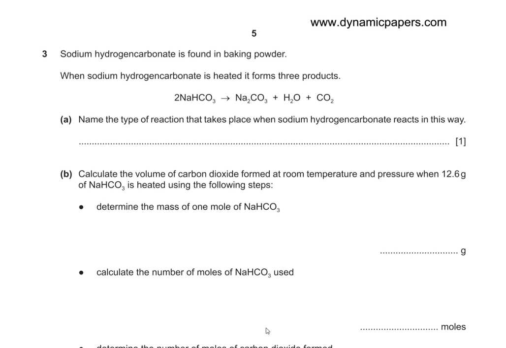Question 3. Sodium hydrogen carbonate is found in baking powder. When sodium hydrogen carbonate is heated, it forms three products. So that's the sodium hydrogen carbonate heated up, forms sodium carbonate, water, and carbon dioxide. Name the type of reaction that takes place when sodium hydrogen carbonate reacts in this way. So basically, that is thermal decomposition.